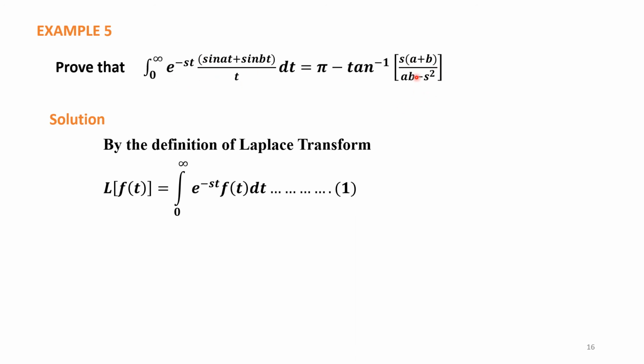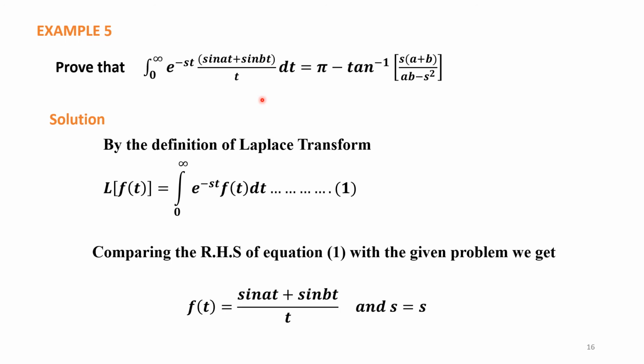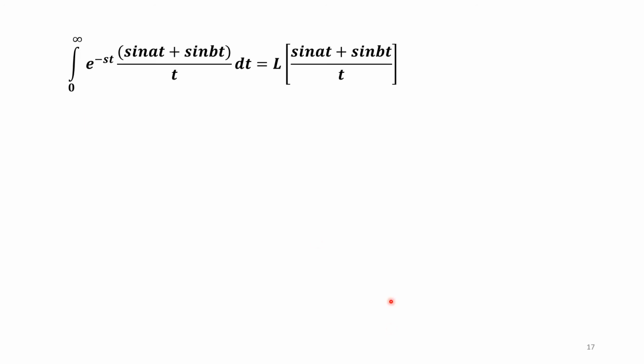So you will get the answer in terms of s now. Till now we had s as some value, that is why we got the answers in terms of a constant. Now, instead of a value, we are having s only, which means that the answer also will be in terms of s. So f of t is equal to (sine at plus sine bt) upon t, and s is equal to s itself. So this integral is equal to L of f of t, where f of t is (sine at plus sine bt) upon t.